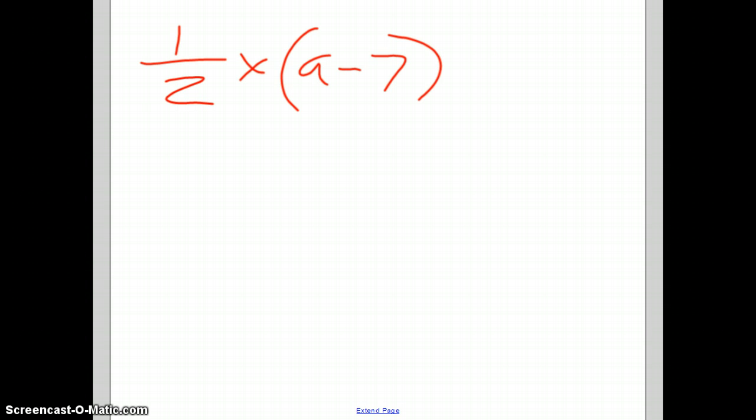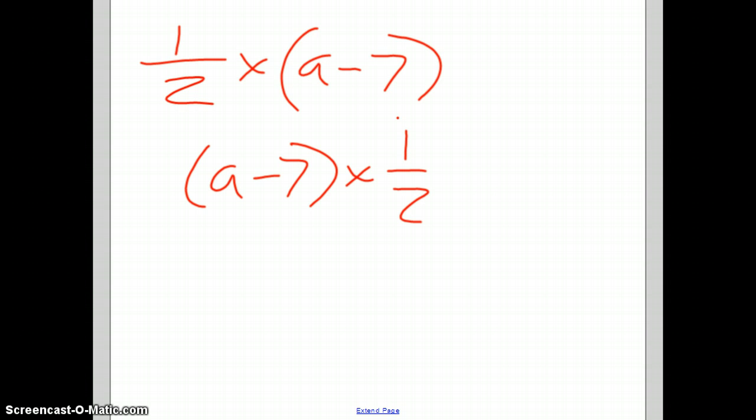Can we write that in a different way? How else could we possibly write that? What do you guys think? This wouldn't work, but (a minus 7) times 1 divided by 2. Well, 1 over 2 is 1 divided by 2, so you'd just reverse it. (A minus 7) times, that's 1 divided by 2, right? This 1/2 is the same thing as 1 divided by 2. So yeah, that would definitely work.